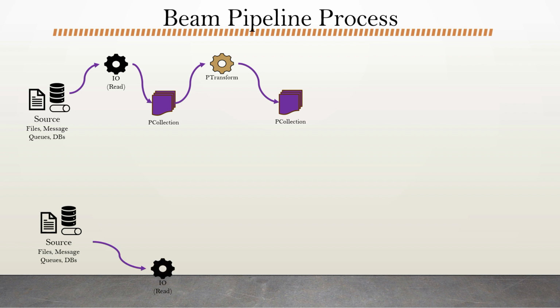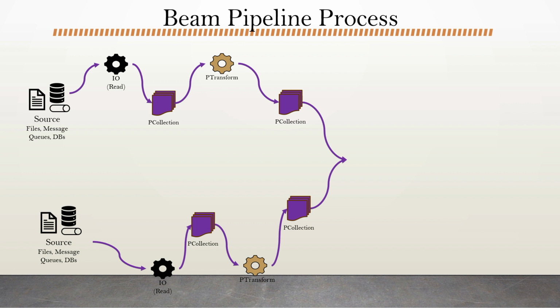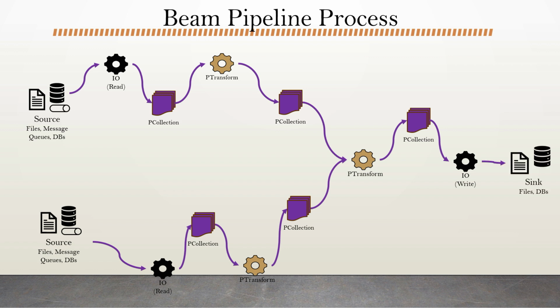Then another transformation will take it and transform it into another PCollection. In the same way, data from source 2 will be read and converted into a PCollection. Then it will be transformed. Then these two data sets will be merged by another PTransform, and a new data set will be created with the combined data and written to a sink. So the whole line that is shown here is the pipeline, and the transformation is the code that converts data from one stage to the other.